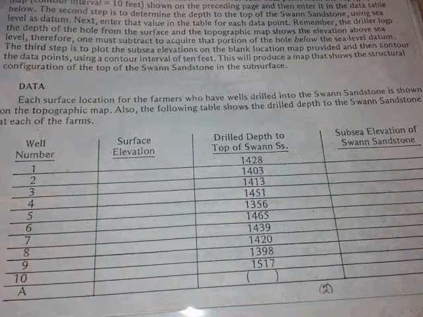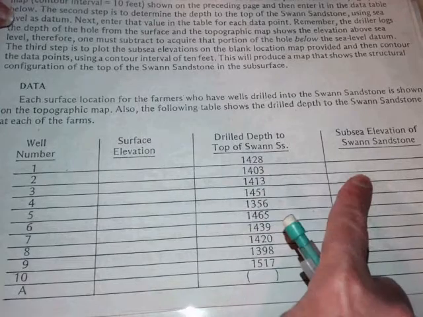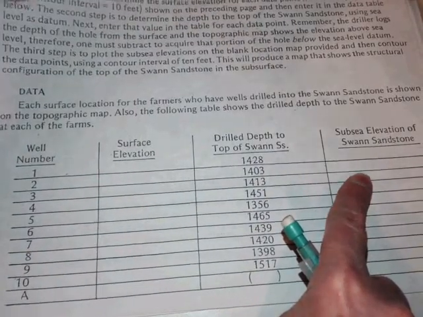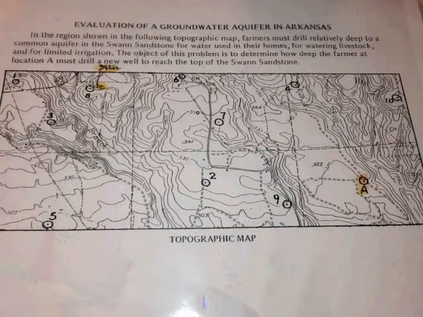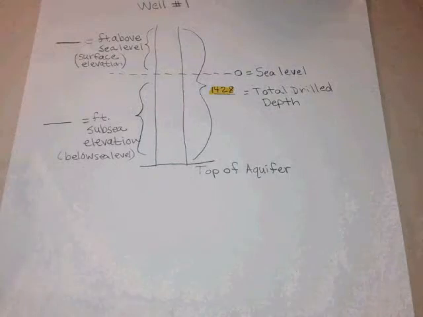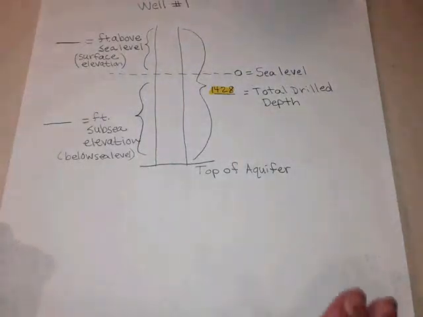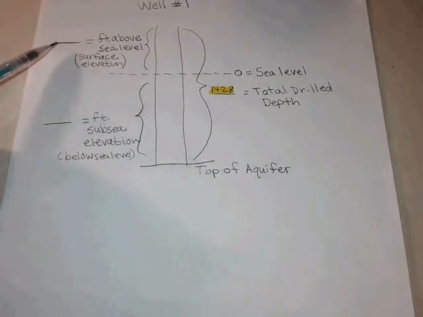But let's first look at the idea of what we're going to be doing with these values once we get them. So I've done a little drawing here that might help us to visualize this. Okay, so the idea is this will be for well 1. If we look at the topographic map, we've got a surface elevation that we can determine.